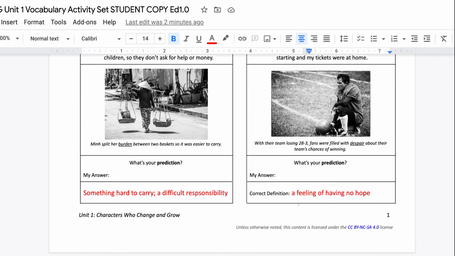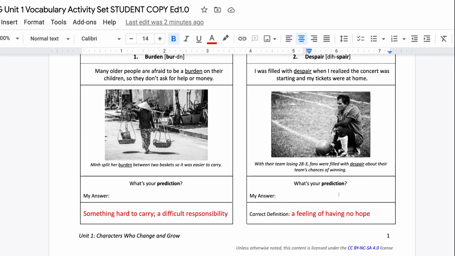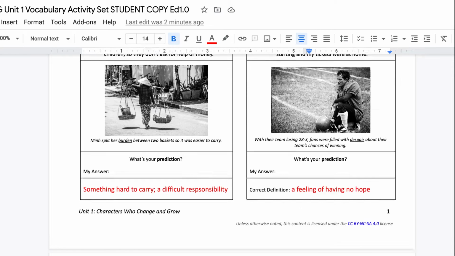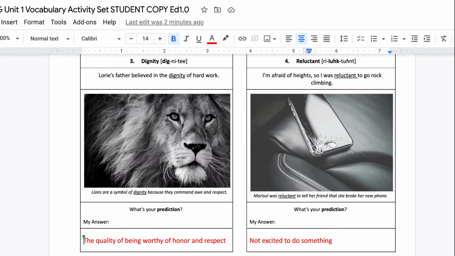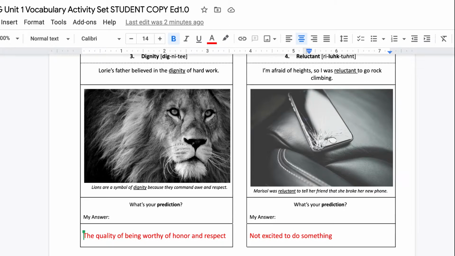Despair, the actual definition, is a feeling of having no hope. Number 3, dignity. The word dignity means the quality of being worthy of honor and respect. So honor and respect are basically synonyms, they mean the same thing as dignity. Number 4, the word is reluctant. Reluctant. This is when you're not excited to do something.